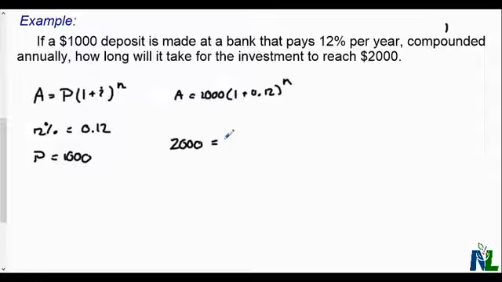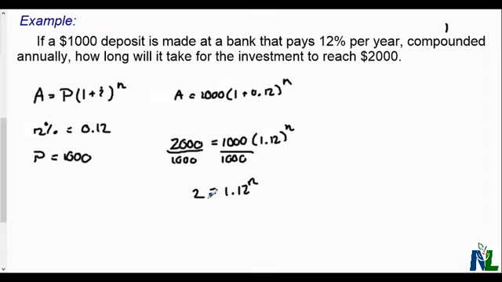2,000 is equal to 1,000 outside of, I'm going to add these now, 1.12 to the n. So I want to solve for n, which means I'm going to divide both sides here by 1,000. So I want to isolate the variable. So that's going to give me 2 equals 1.12 to the n.